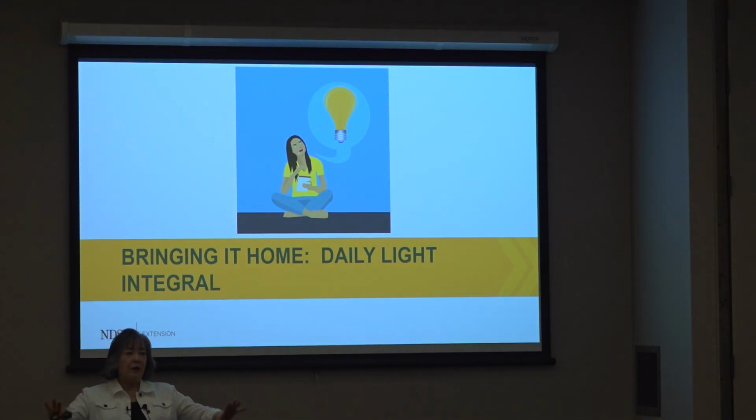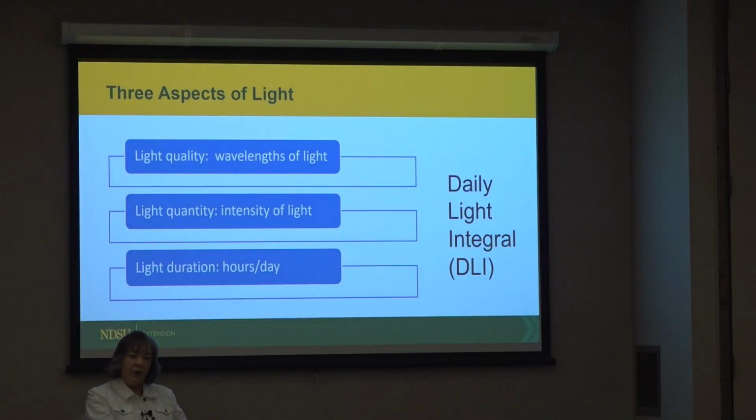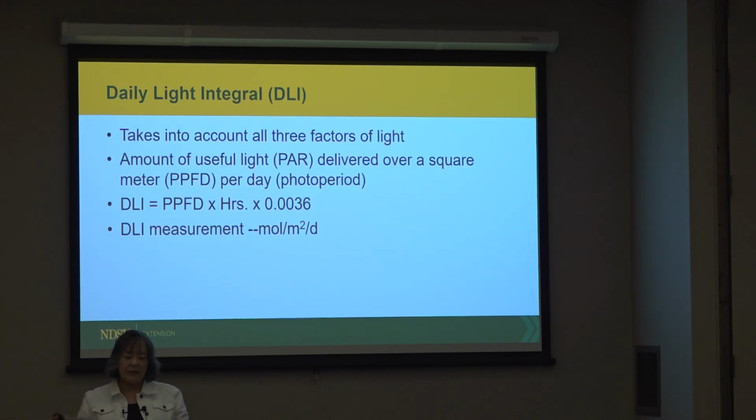So now we're going to bring it all home. We're going to talk about daily light integral. We've talked about colors of wavelengths. We've talked about intensity. We've talked about the number of hours per day that you're lighting your plants. Now we're going to get to daily light integral, which takes into account all of this. If you have PPFD, you can, in fact, calculate the DLI. You can take the PPFD times the number of hours the lights are on times this constant, which is 0.0036, and get the DLI.